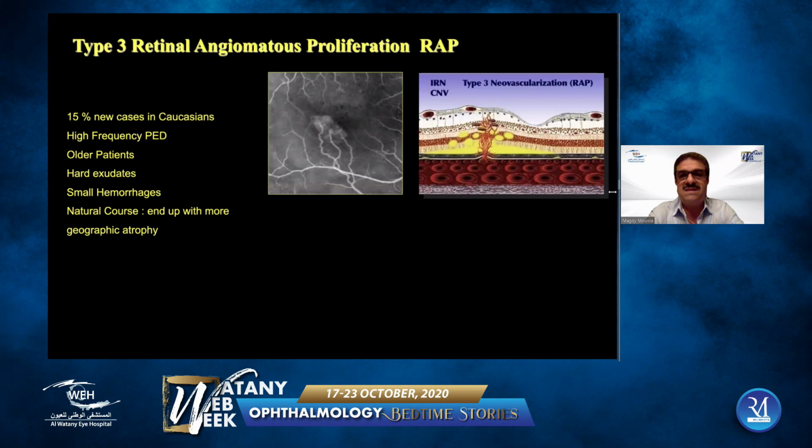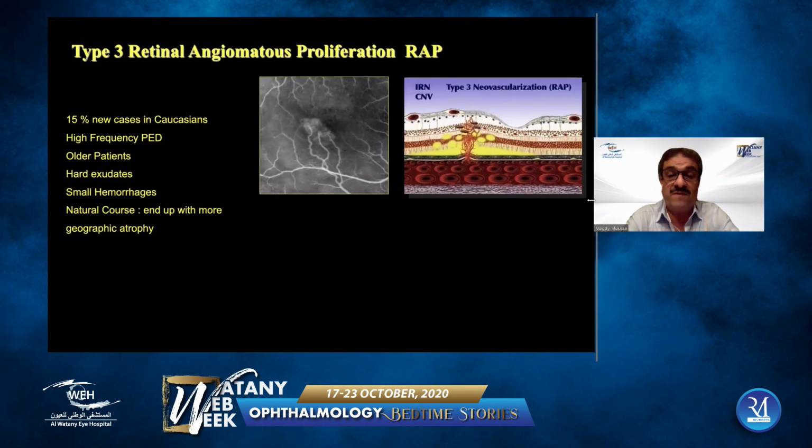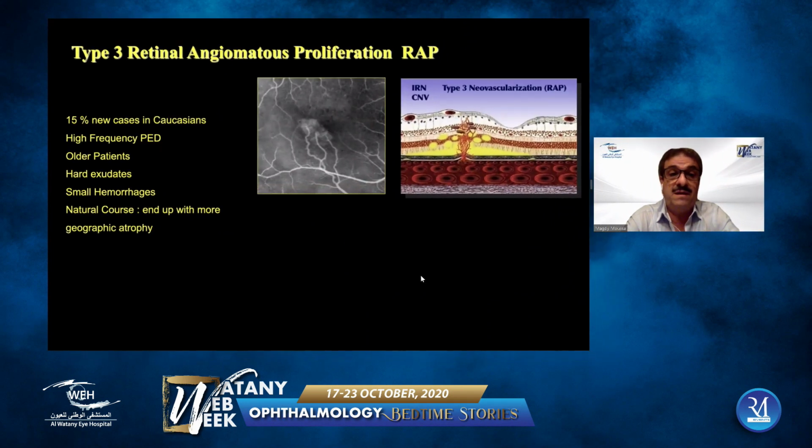What is the characteristic of RAP? Diagnosis of RAP is very important. Why? Because it's a sort of CNV, neovascular AMD, but 50% happens in Caucasians. That's why we don't see it much in Egypt. It has a high frequency of PED. It comes in older patients. It sometimes has hard exudates, small hemorrhages, and a vascular component inside the retina.